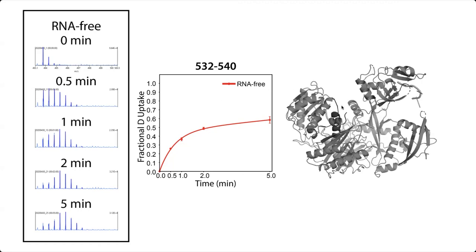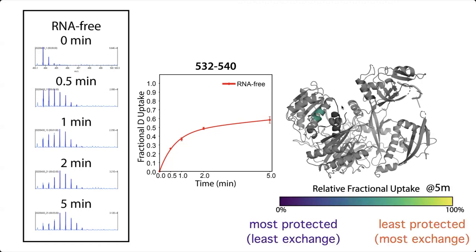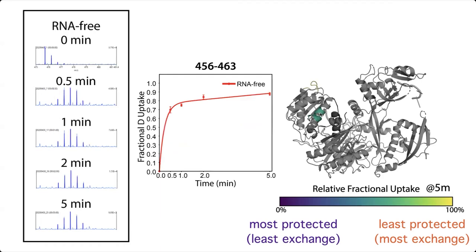We can then plot these onto the structure, the crystal structure of the argonaute protein. Here we're using a colorblind safe color scheme, and so purple is going to be your most protected, so the least exchange, and yellow is going to be the least protected, the most exchange. Sometimes you might see a blue to red scale, with blue the most protected and red the least protected. But in this case, we're using this colorblind safe scale, and so here you can see you have a middle amount of protection, which makes sense because you have some of this hydrogen bonding, keeping the secondary structure of the alpha helix.